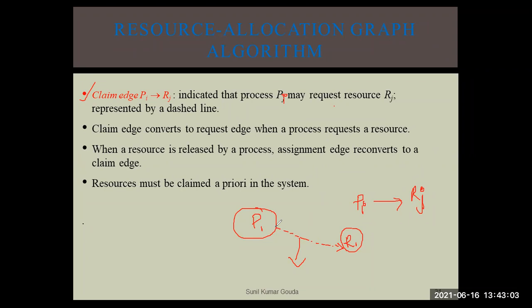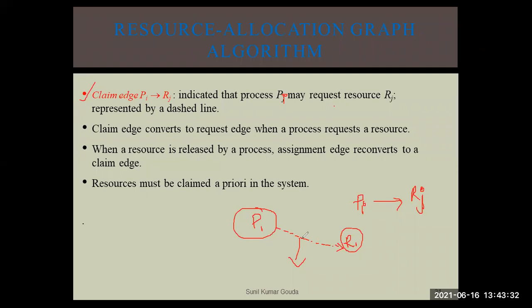When the resource is released by the process, the assignment edge reconverts to the claiming edge. That means once the process P1 completes its task, it will release its resource. Now again this request edge will be converted to the claiming edge, that means it will be converted again to a dash line.